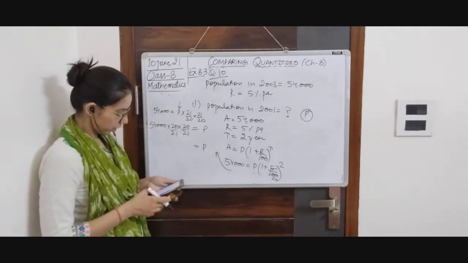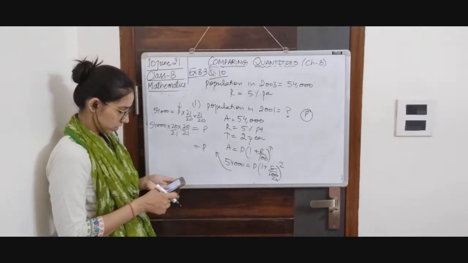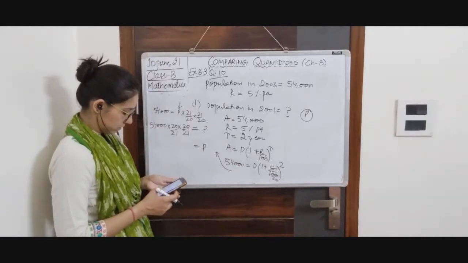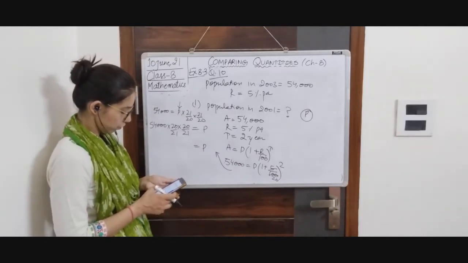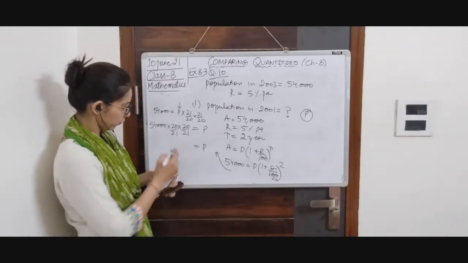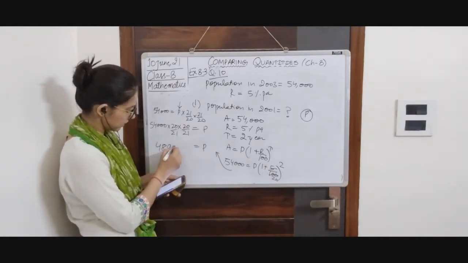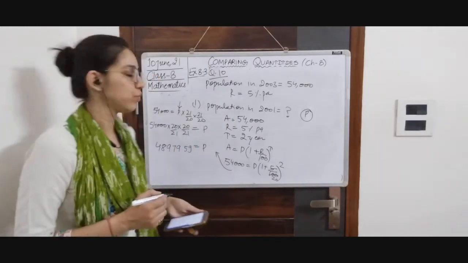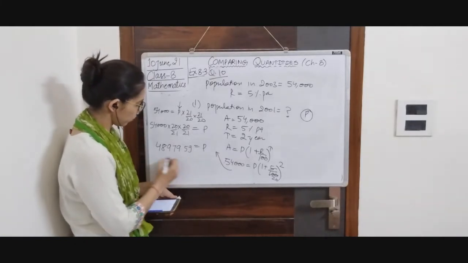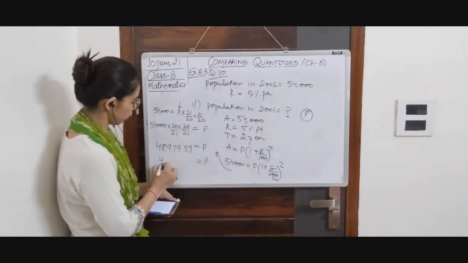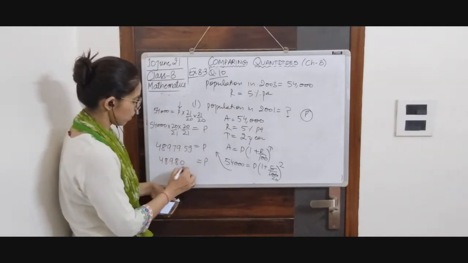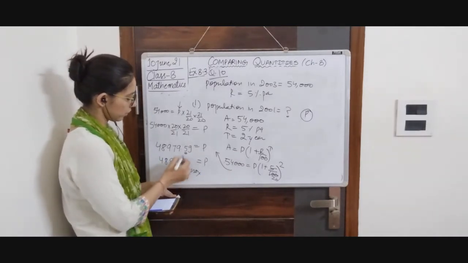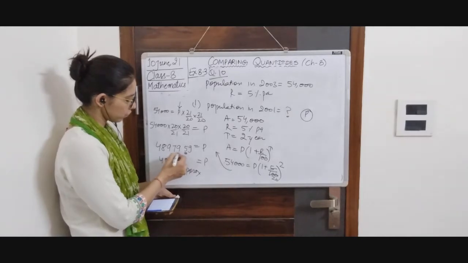Now it is going to be 54,000 into 400 divided by 441, which is going to be 48979.59. Population cannot be in points, so we have to tell an approximate number. So this is going to be 48980 approximately, because this digit is 5, so we will add 1 to 79 and it is going to be 80.